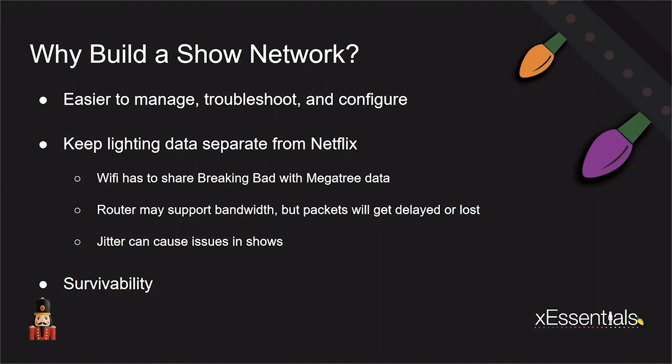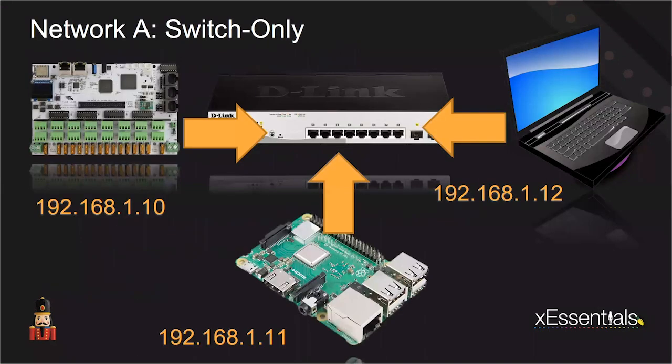And then there's a couple of ways I'm going to show that we can connect to that network. So what does that look like? Our most basic network is simply just using a switch. I've got my F16, I've got my Pi, and then I plug in my laptop. And there's my show network. Pretty simple.